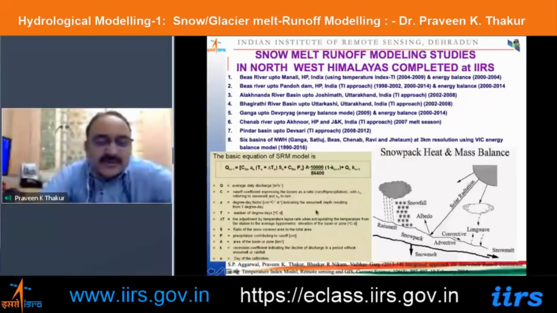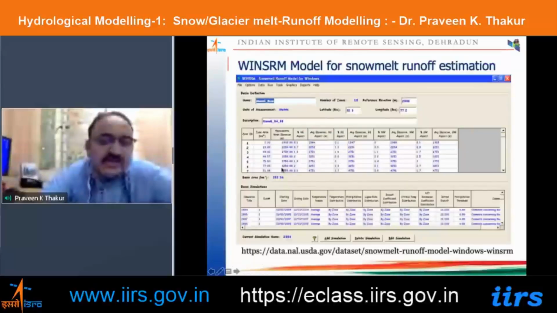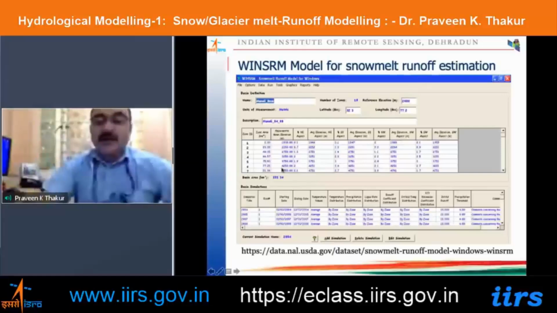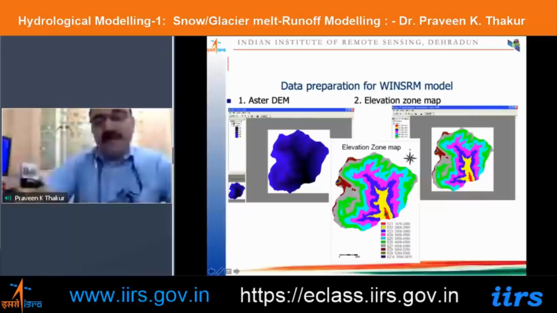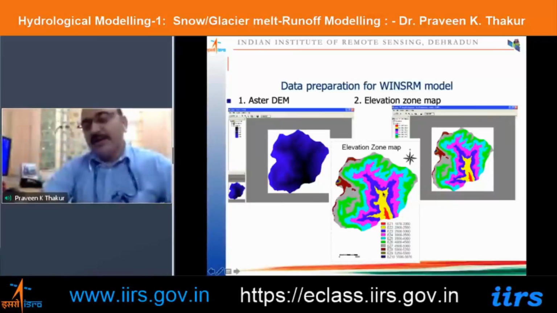Now we will first see in detail the temperature index model. So this equation you have to see carefully. The first part is the snow melt coming from the snow for a particular area. Here we have to divide our watershed into elevation zones, because temperature is highly dependent upon the elevation as well as the altitude. So instead of dividing the watershed into sub watersheds, we divide it into elevation zones. At each elevation zone, we should solve this particular equation.